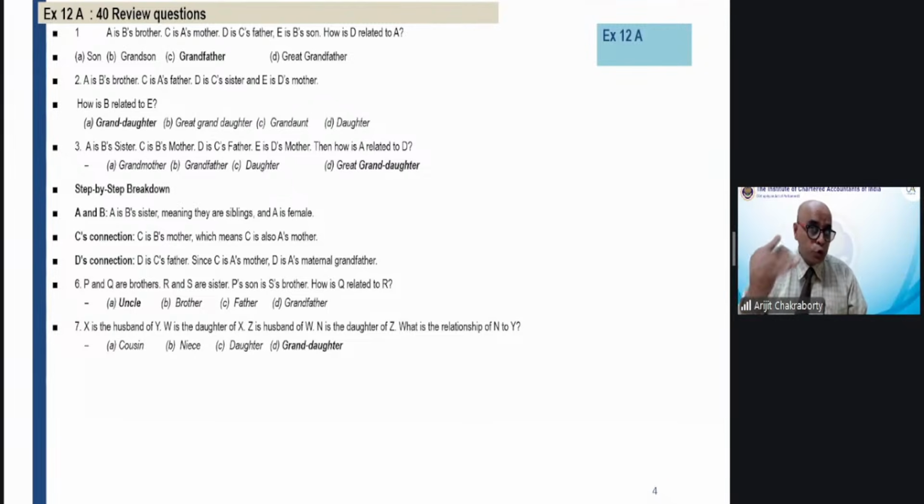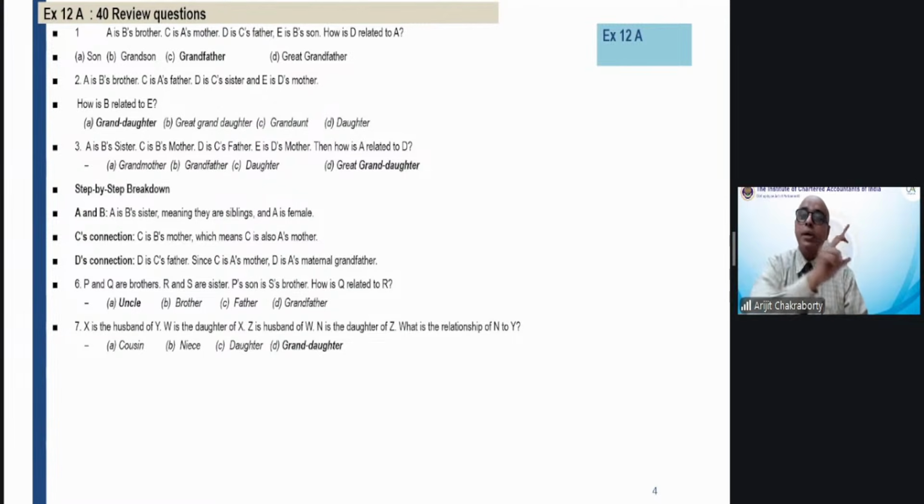So you can see there are two generations involved. N is in the lowest part of the diagram. Above N, we have W and Z, the next generation. And W is the daughter of X and Y. So at the top, you have X and Y, who are husband and wife. Below them, you have W, and W is married with Z. And at the lowest level, you have N.